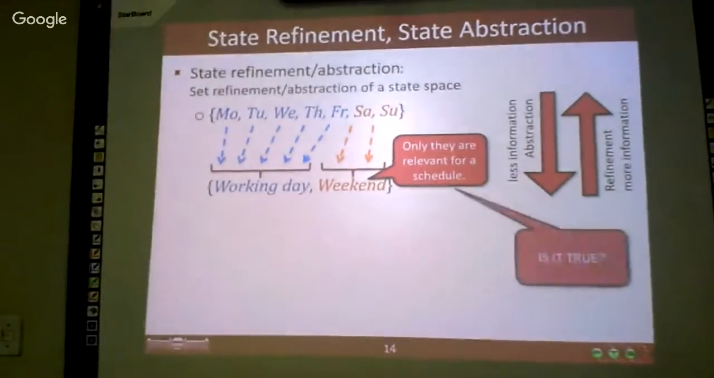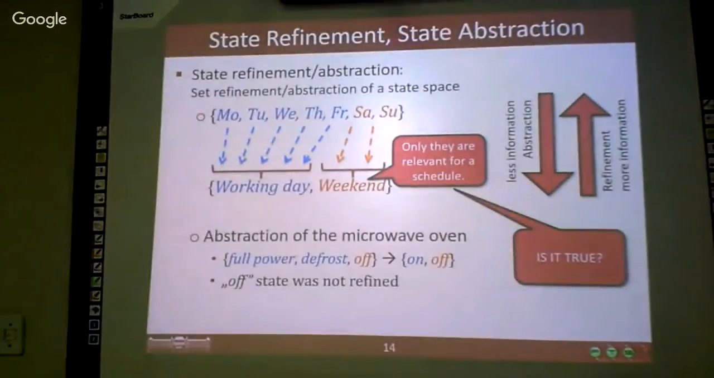And just to show you another example, the microwave oven, where the concrete, refined state space is composed of full power, defrost, and off. But actually, we are not interested in the difference between full power and defrost, because both are just radiating, and it's very dangerous.